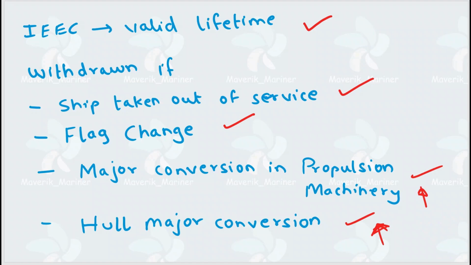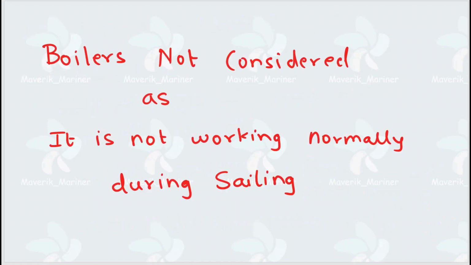Now, important question. Is the boiler considered? No, the boiler is not considered because when the boiler is maintained well, your economizers will be able to cope up with sailing steam loads. That is why the boiler will not run when the ship is sailing. Hence, boiler is not considered in EEDI calculations.